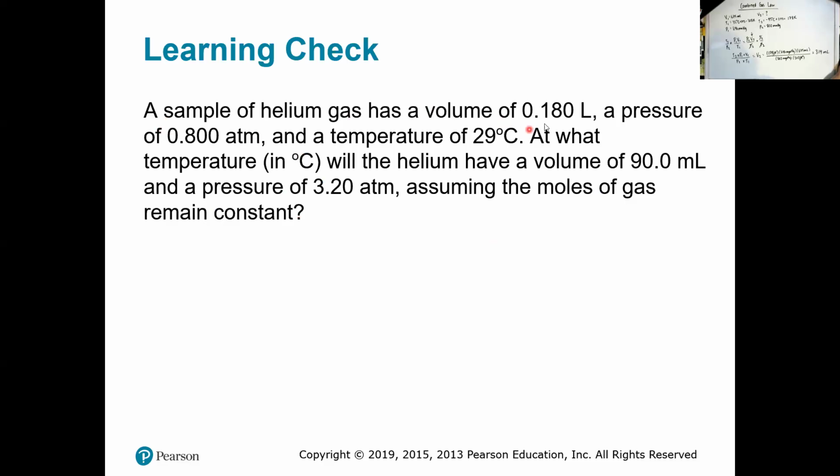A sample of helium gas has a volume of 0.180 liters, a pressure of 0.8 atmosphere, and a temperature of 29 degrees Celsius. At what temperature in Celsius will the helium have a volume of 90 milliliters and a pressure of 3.20 atmosphere? Okay, so they're giving us a new set of conditions to work with. And in this case, we're going to have an unknown temperature instead of an unknown volume.